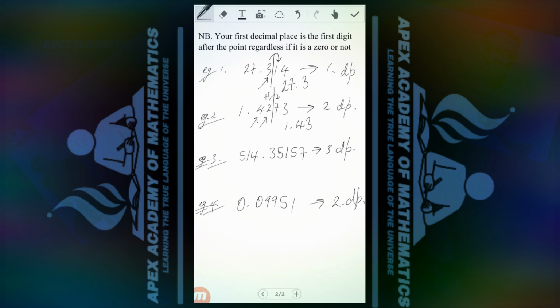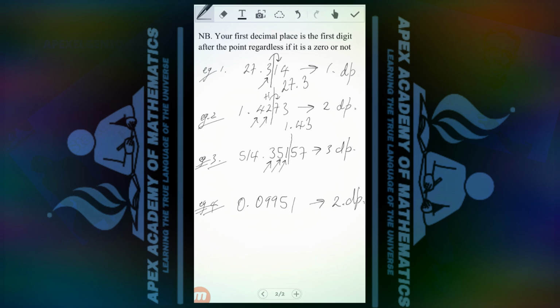So we have this very long number. This could be the product or the difference between 2 previous numbers that showed up on the face of your calculator, and you're required to round this off to 3 decimal places. At the moment, it has 5 decimal places. We need to cut this down to 3. And so my first decimal place is 3, second decimal place is 5, my third decimal place is 1.